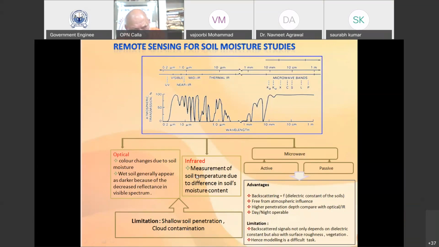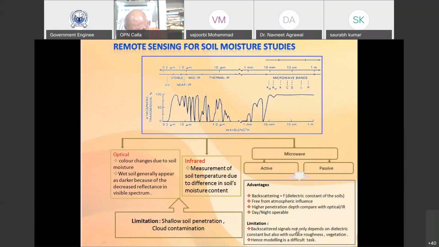In infrared, we measure the soil temperature due to difference in soil moisture content. So these are the two parameters where we use optical and infrared. But in the microwaves, we use active sensors, that is radar, and passive sensors. The advantage is that the backscattering or the microwave temperature depends upon the relative constant of the soil, which is free from atmospheric influence. And we can get better penetration depth as compared to optical sensors, and day and night capability, which I told you yesterday.